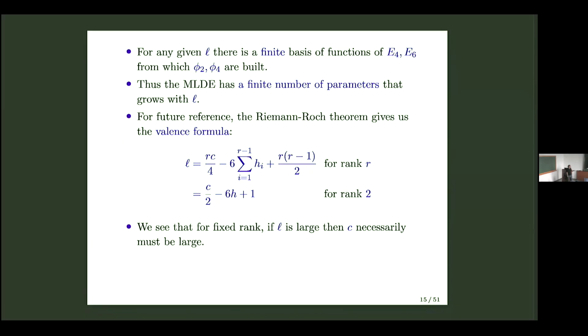Okay, so one consequence is, supposing we have fixed rank R, that is a fixed number of primary fields, then the only way L can be large is if c is large. So when c is small, you can't get large L solutions.